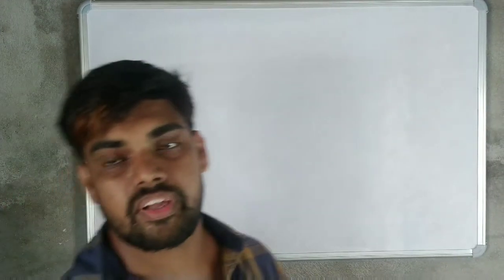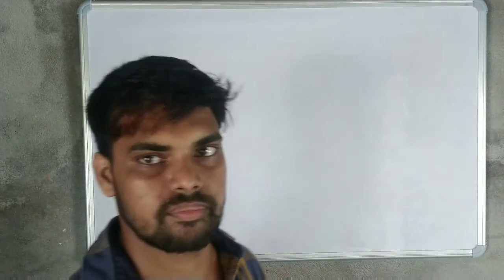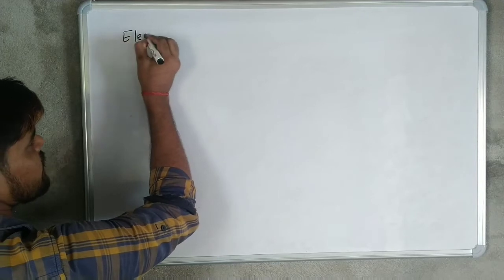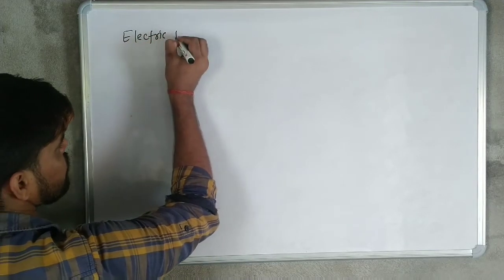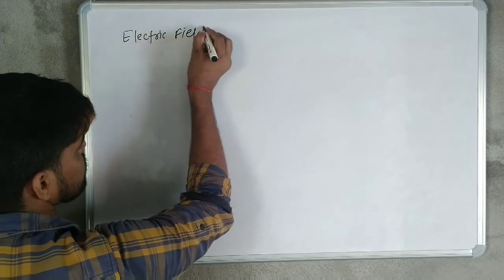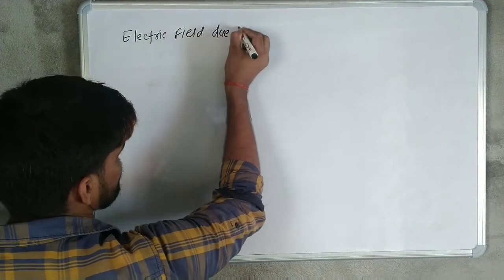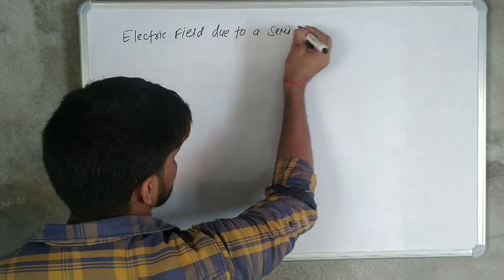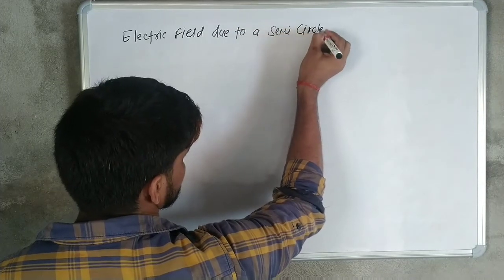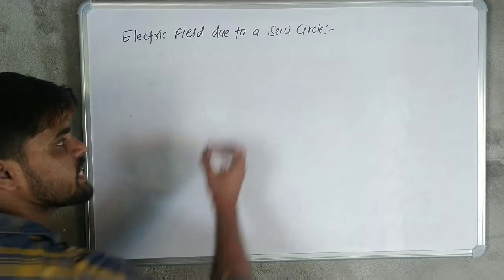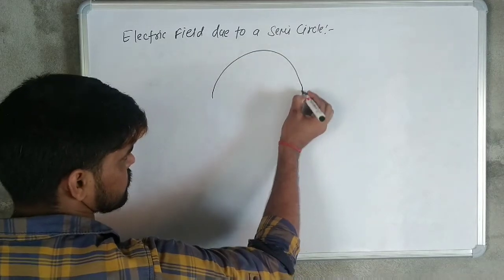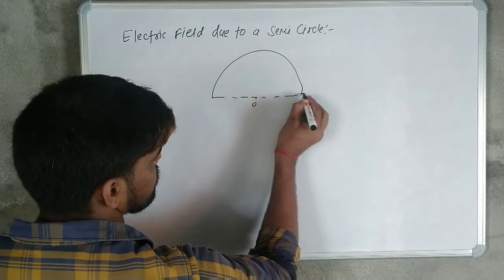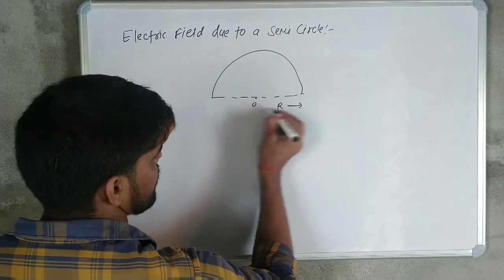Now we have to discuss the electric field due to a semicircle. Here is the semicircle and here is the center. This is the radius r.